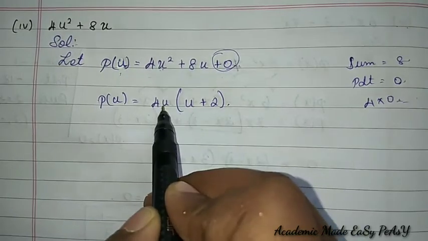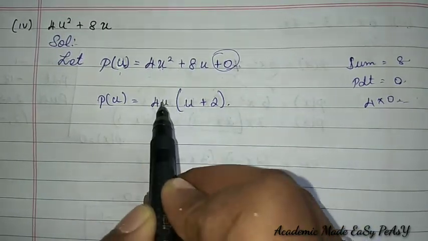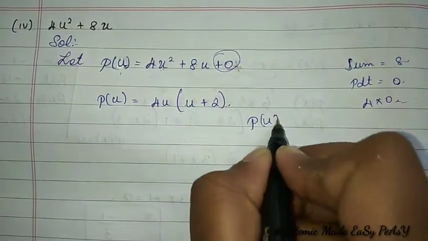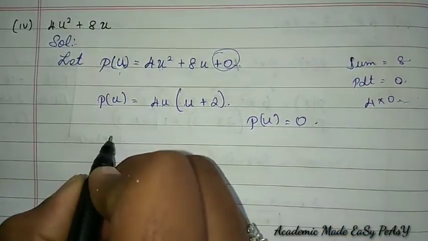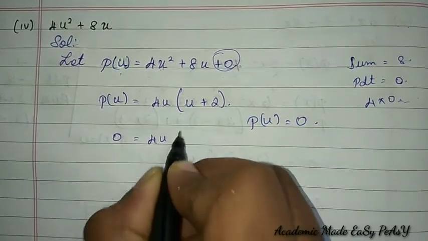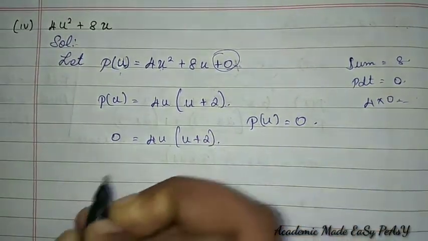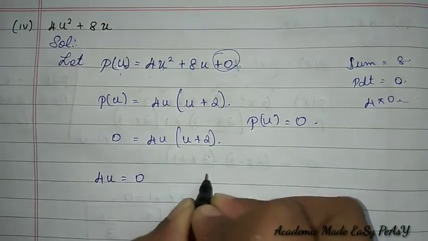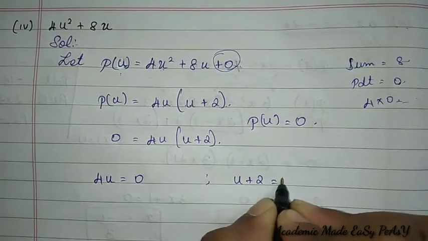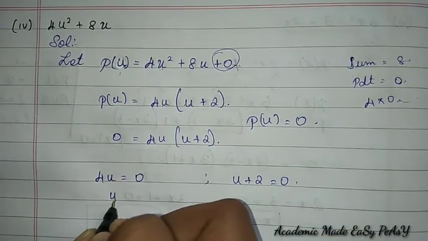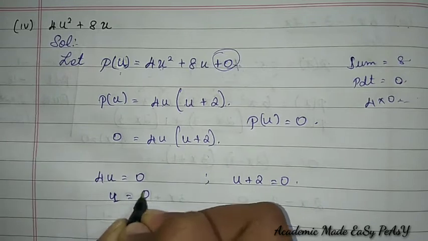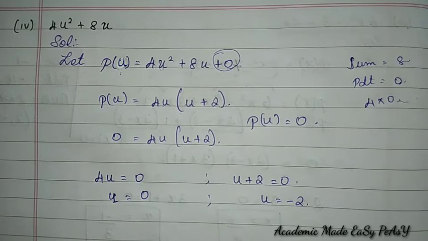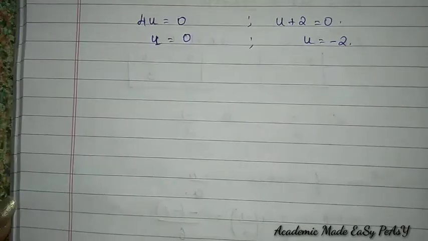So here 4u into u is 4u square. 4u into 2 is 8u. So that's it. Now I will take my P of u is equal to 0. So 0 is equal to 4u into u plus 2. I will just split this. So 4u is equal to 0 and u plus 2 is equal to 0. So here u is equal to 0 by 4 is 0 and u is equal to minus 2. These are the two required zeros of polynomials.